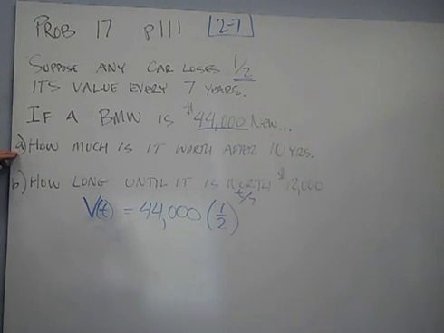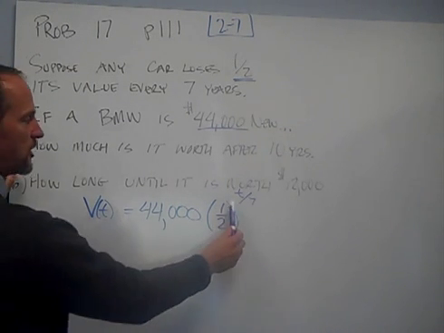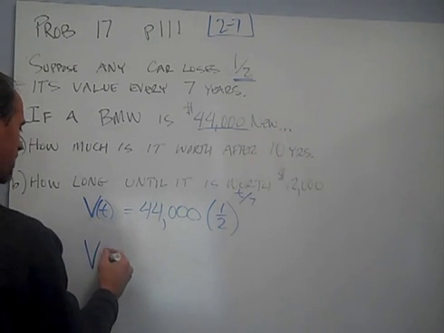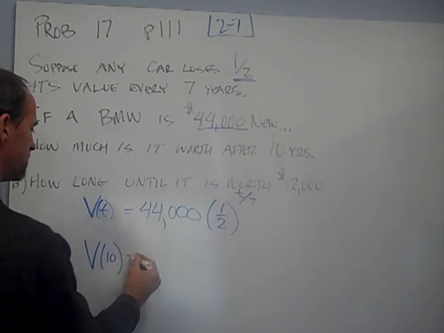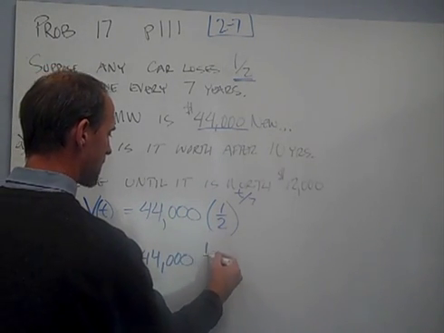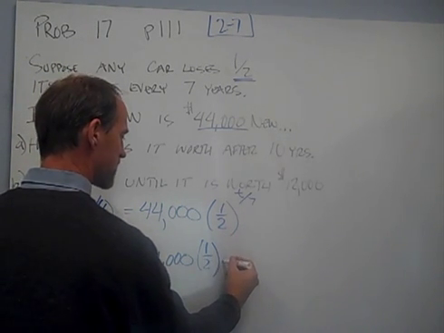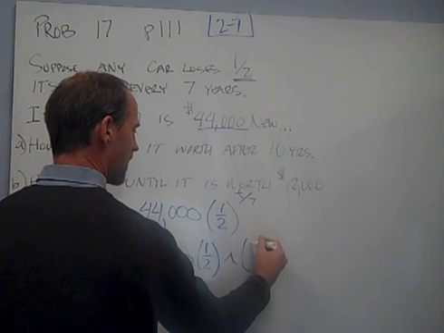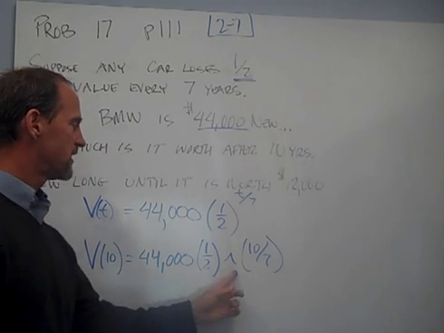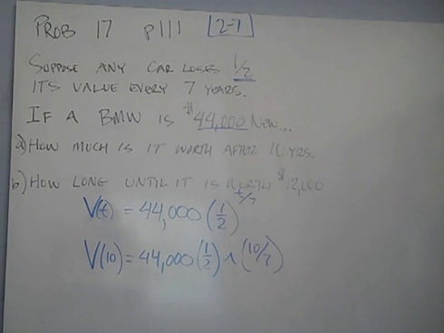And the first part is going to be the easier version, because all we want to know is, at a certain time, what's the value. So I can say the value of the car after 10 years, V of t, is going to be 44,000 times 1/2, raised to the, and I'll use calculator notation here, 10 divided by 7. So I'm raising 1/2 to the 10/7th power. All I need is a calculator.